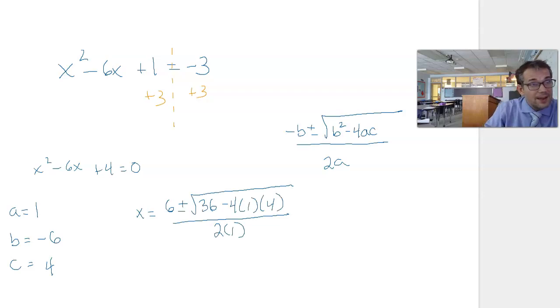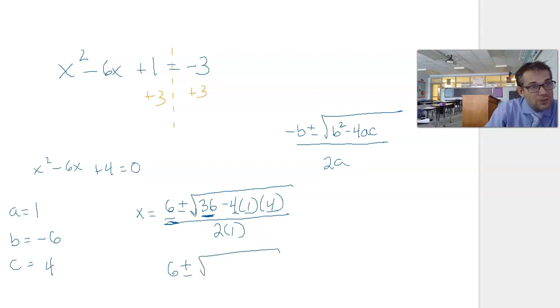And you can see I've got here the opposite of b, plus or minus the square root of b squared. I did that in my head, not on my calculator. If you did it in your calculator and you have a negative 36 there, you need to put that negative 6 in parentheses. It should be a positive 36. Minus 4 times a times c, all over 2a. And so that's going to turn into 6 plus or minus the square root of.